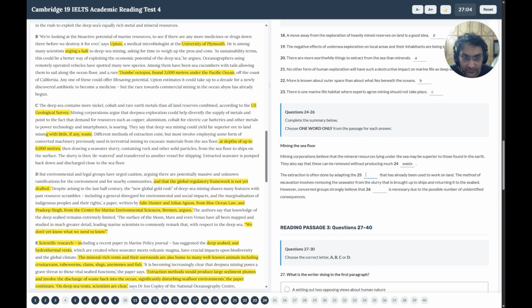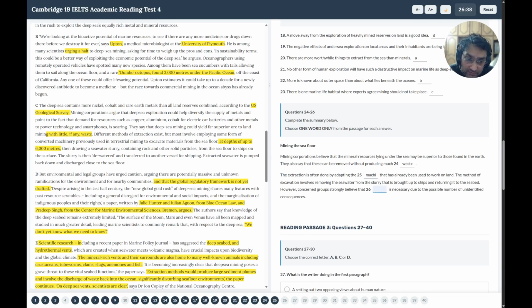The extraction is often done by adapting the dash, different method, but most involved employing some forms of converted machinery, previously used in terrestrial mining from the seafloor. Okay, previously, so by adapting the converted machinery? No, only machinery. Why? Because one word answer.